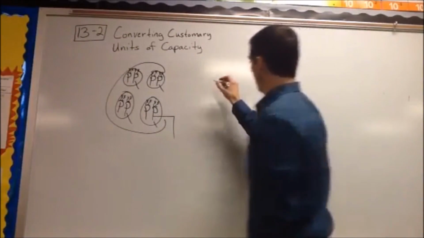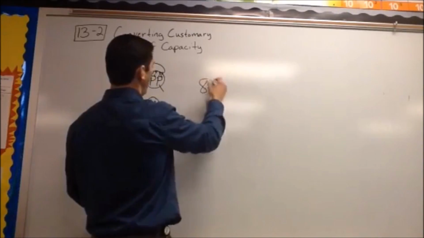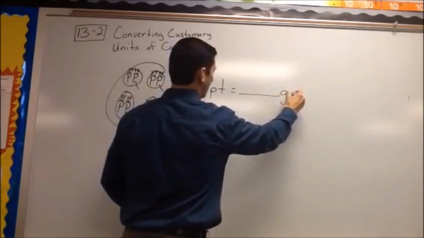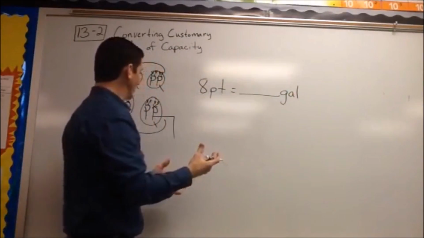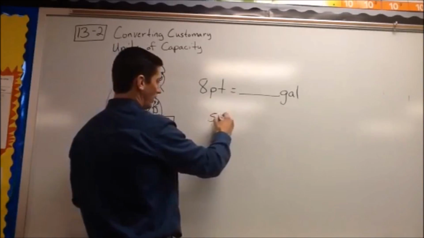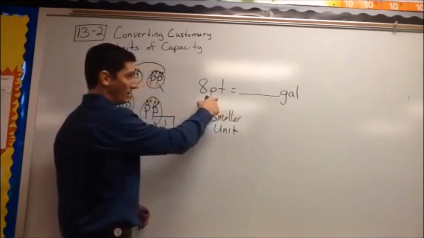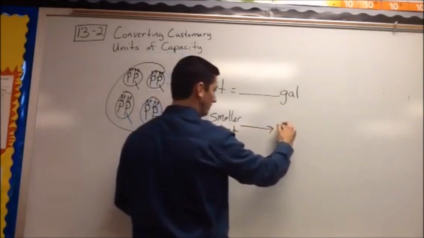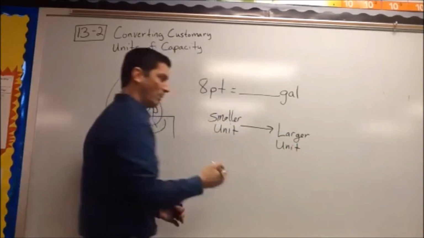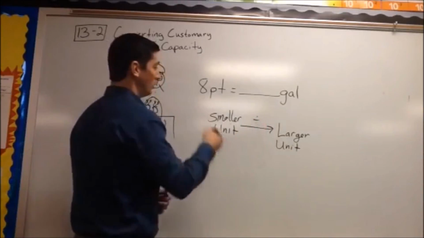So if I have, let's say, 8 pints and I want to convert that to gallons, what I'm going to have to do is what we learned yesterday. You think about your smaller unit. You're going from a smaller unit to a larger unit. And do you remember what you do? Yeah, you're right. You divide. Nice work.